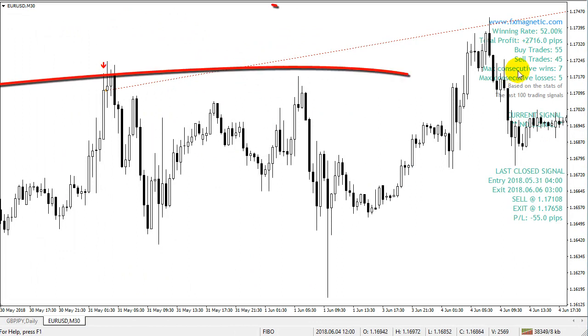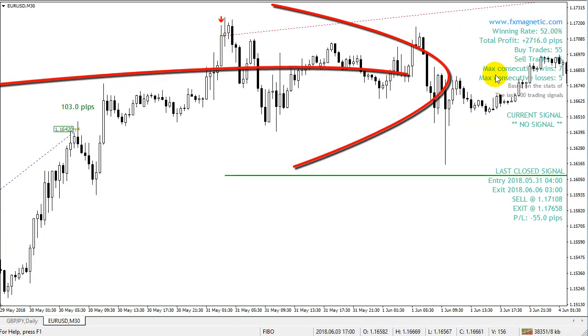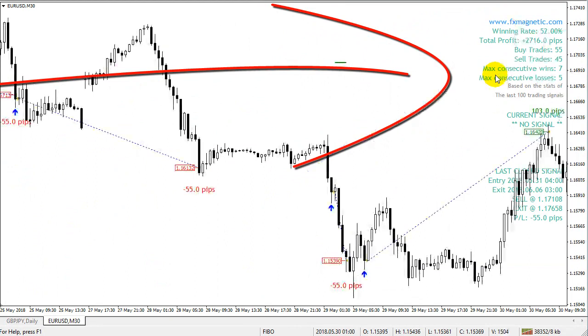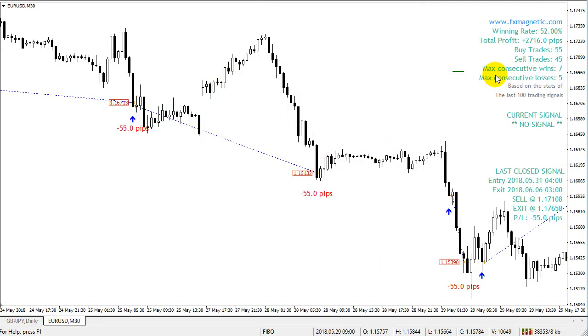Over here, what we have, I hope you can see it, it's on a white background. There we go, that way you can see it. It will list out the last 100 trades, whatever it took. So for the last 100 trades, they've had 55 buy trades, 45 sell trades. Okay, so in buy trades, obviously the market was oversold. Sell trades was overbought. Max wins 7, max losses 5. Right? Win rate of 52%.